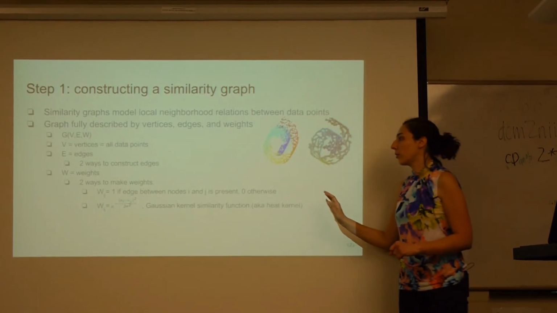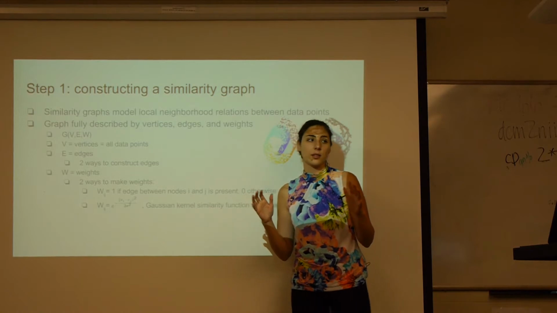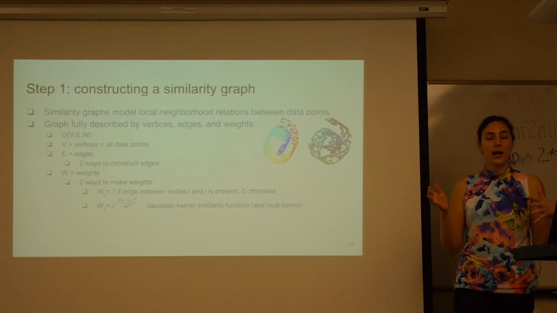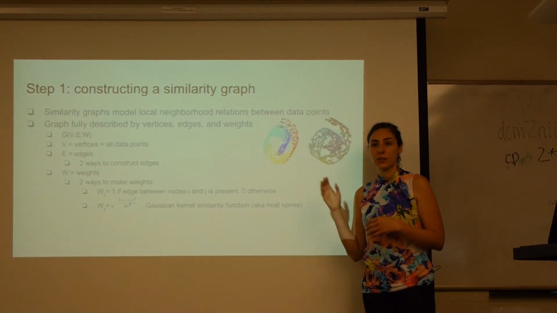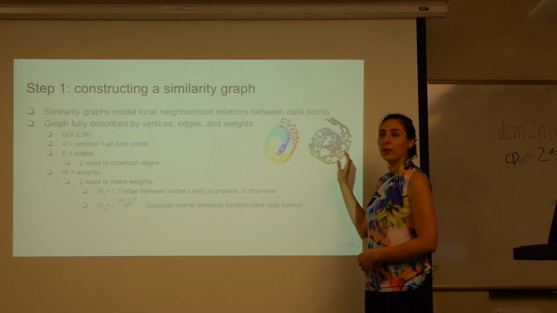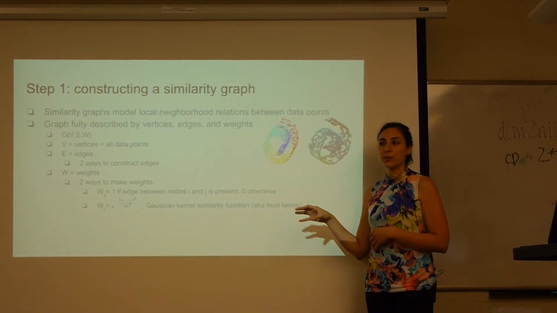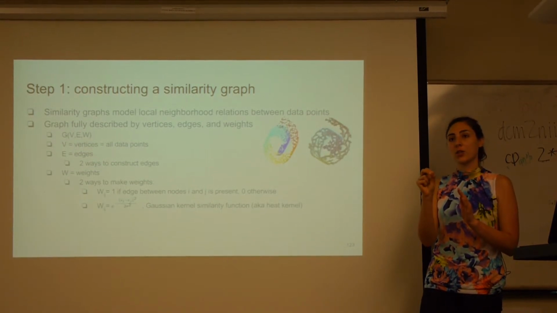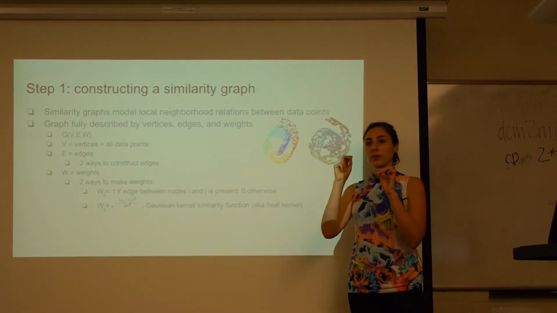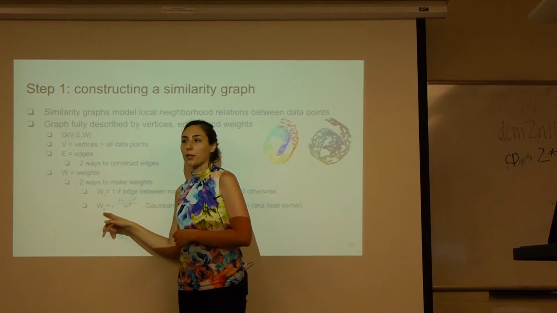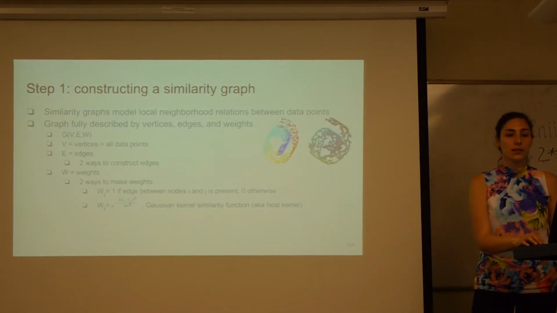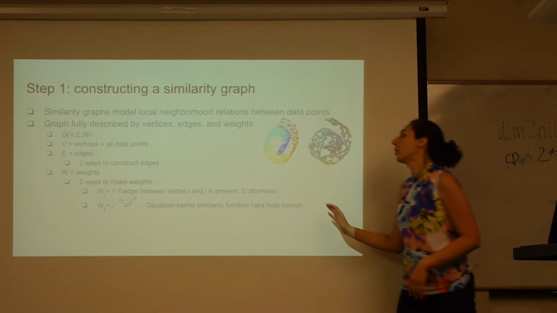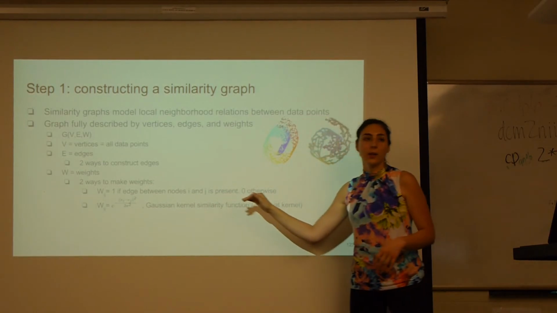Okay, so these weights you can think of as a matrix. Let's say we have 100 data points, so we have 100 vertices in our graph. So W will be a matrix of 100 by 100, where each element of the matrix will be the weight of the edge between two vertices, right? So between the ith and the jth vertex. Is this clear? Okay, so now we have a graph, right? We have the vertices, the edges, and the weights on these edges.